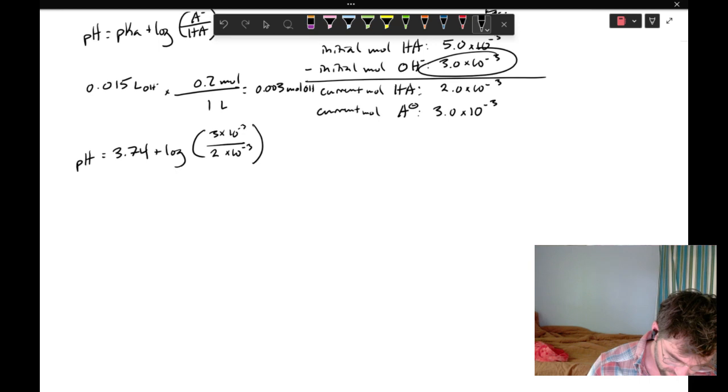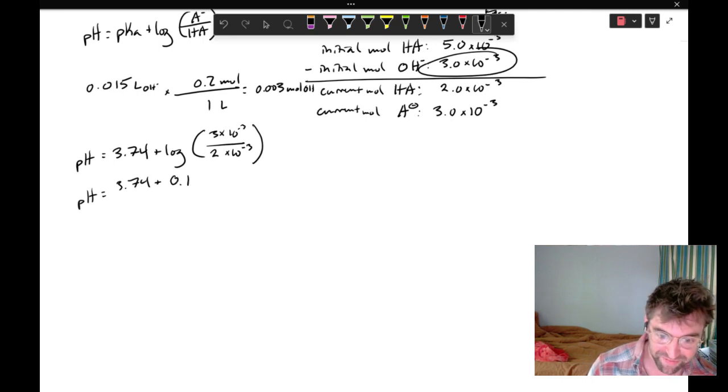And that should give us 3.74 plus. Sorry about my dog in the background. She's been very preoccupied with the neighbors next door.